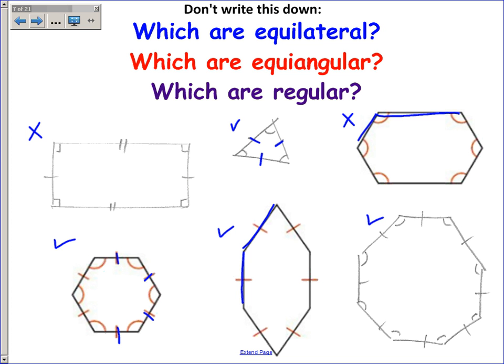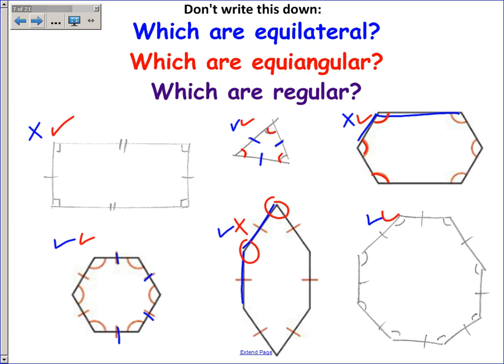Now equiangular: all the angles are the same measure. In a rectangle, all the angles are 90 degrees, and so it's equiangular. And this is drawn to be equiangular, so it is. And this one is too. Even though the sides are not the same length, the angles are all the same. And this one is. This one is not, because these angles are not the same. And this one is.